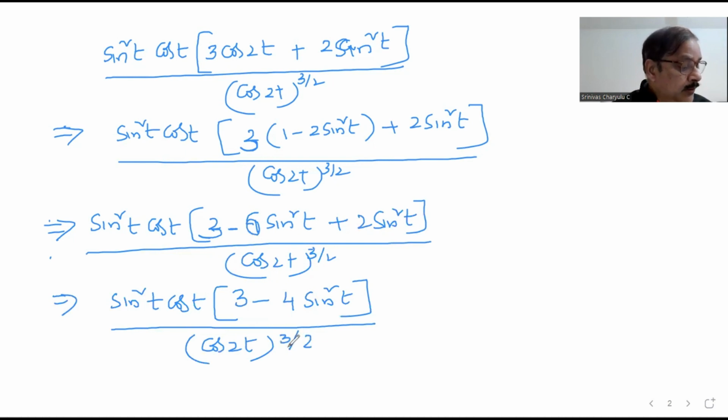Okay. So sin square t cos t, the 3 minus, correct.